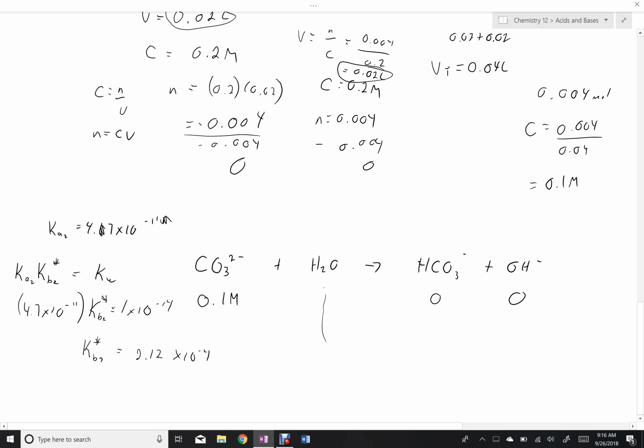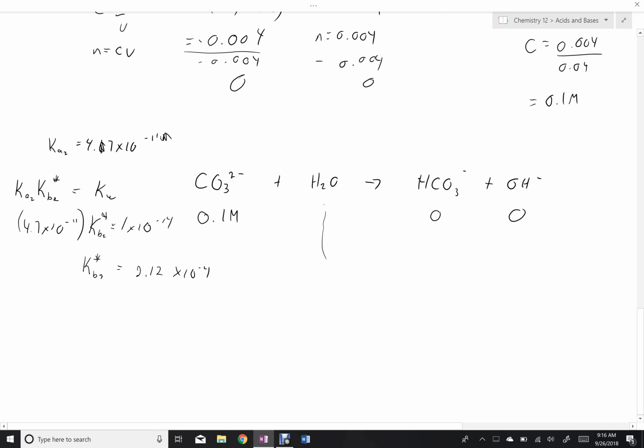Okay, now the change in this is going to shift to the right. I'm going to produce 1x and 1x of these because they're in a 1-to-1 ratio, and I'm going to use up an x of this. 0.1 divided by my K value is 470, which is greater than 100. So we can use the 100 rule, which means when I'm considering this 0.1 minus x, this x value is small. So I can simply consider this 0.1. This is x and this is x. Again, initial, change, equilibrium.